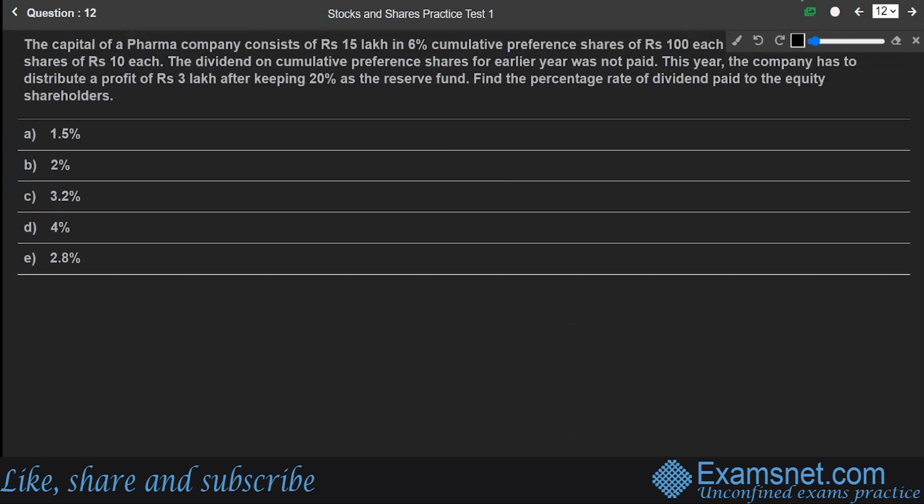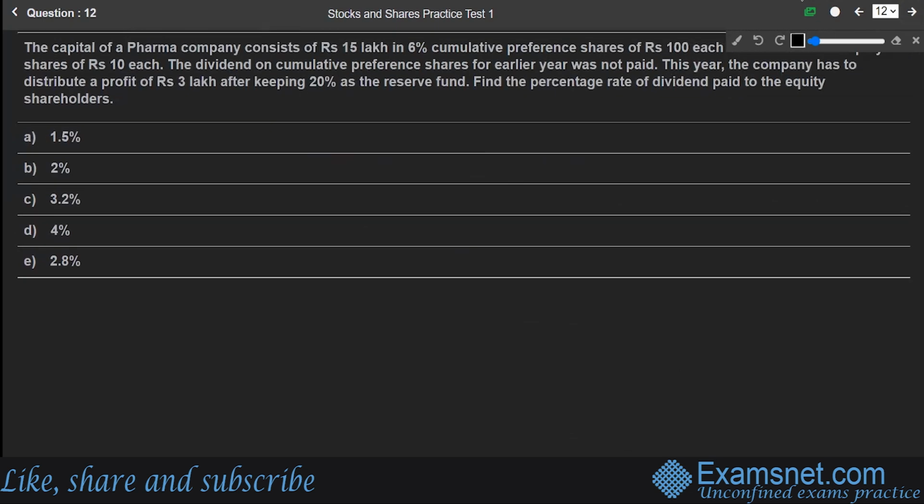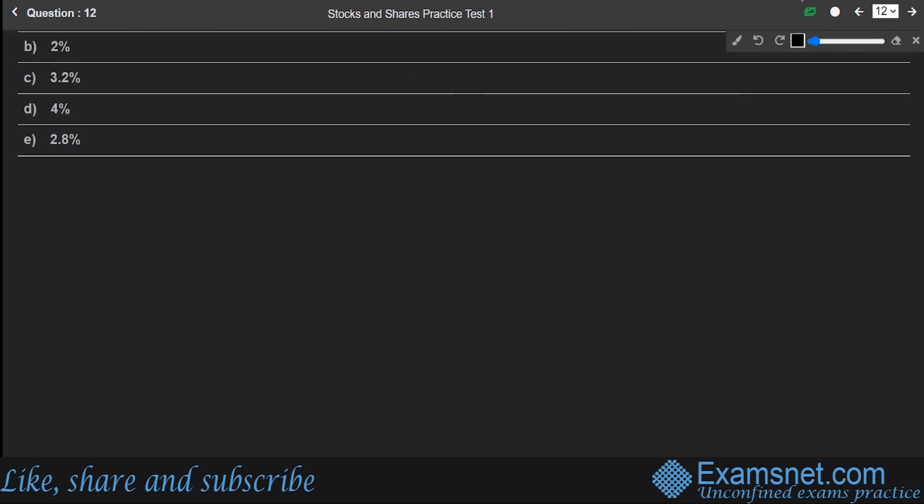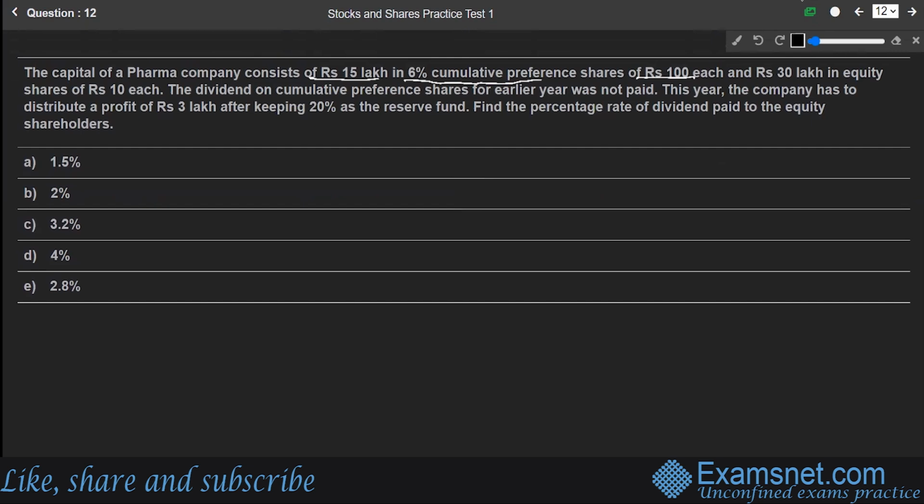Now, the capital of a pharma company consists of rupees 15 lakh in 6% cumulative preference shares of rupees 100 each. So this is the first part of the question that has been given. Okay, the 15 lakh is the investment done, 6% is the dividend, and each share costs rupees 100. And the other part of the investment is 30 lakh rupees invested in equity shares of 10 each. Okay, each share costs rupees 10.